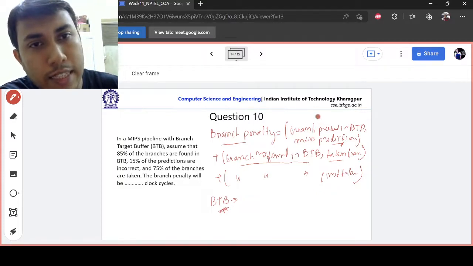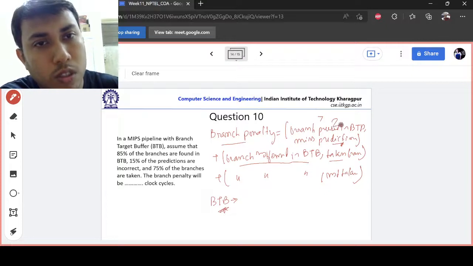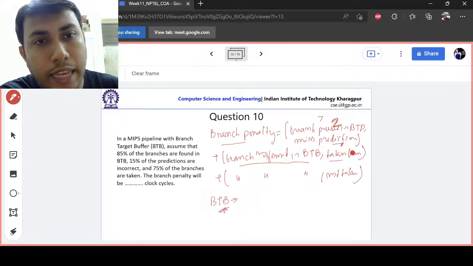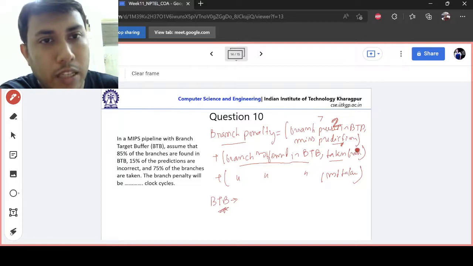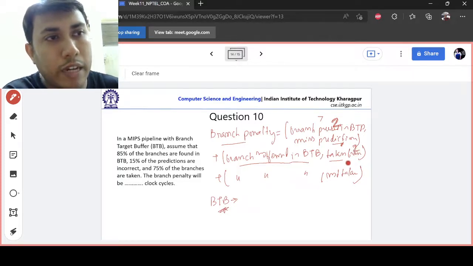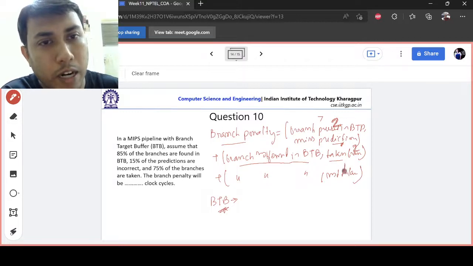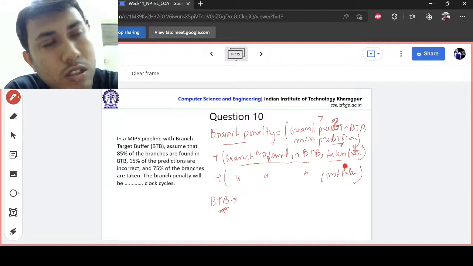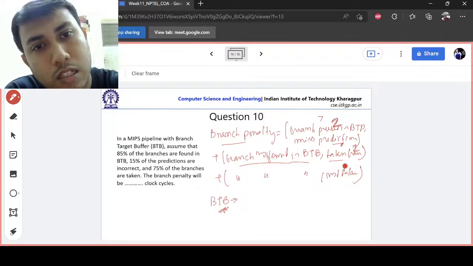So in this case there is a penalty of 2, because the prediction taken is false. So that is a 2. Another is a taken. If it is a taken branch, the penalty will be 2, and if it is a non-taken branch, the penalty will be 1.